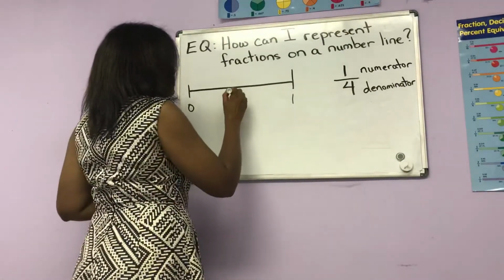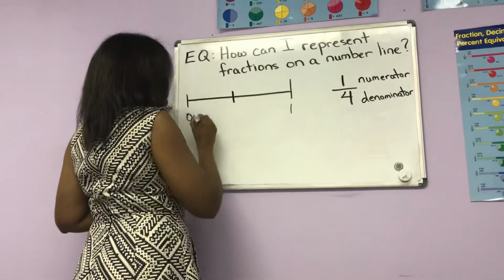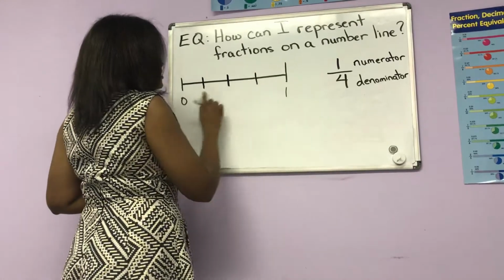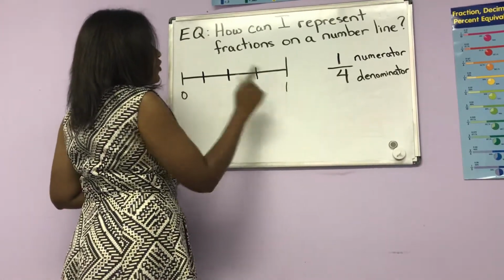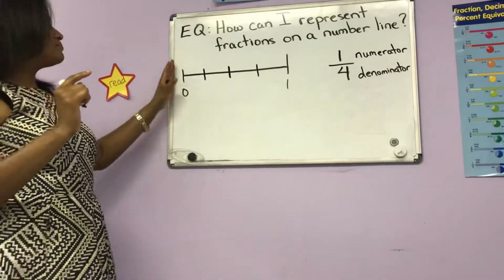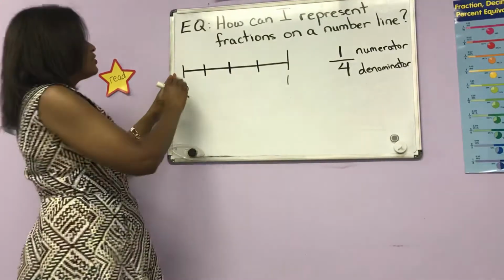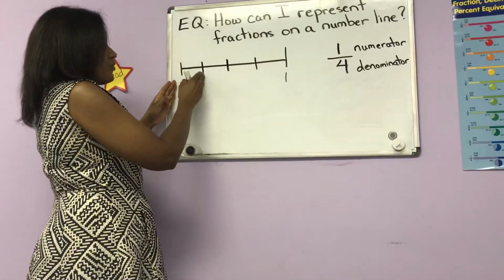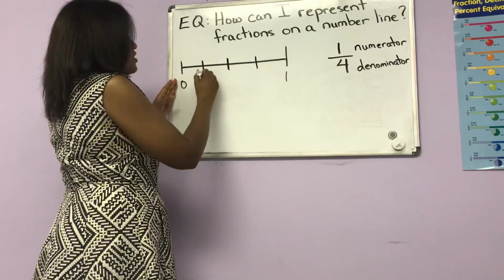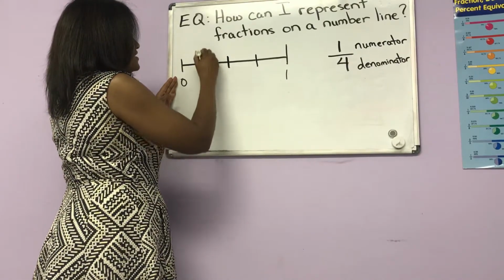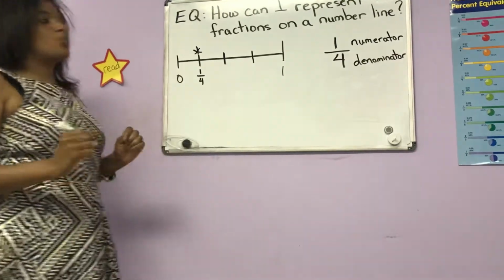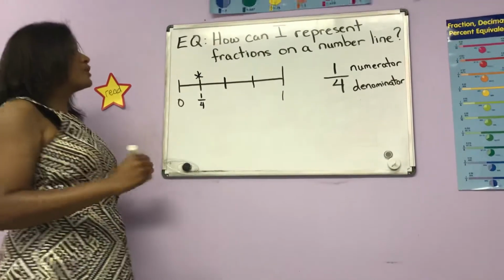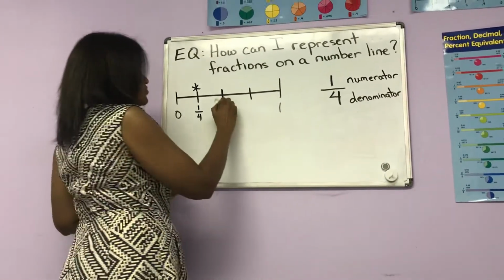So I will break up my number line into 4 parts. So I have 1, 2, 3, 4. The first tick mark doesn't count because it's at 0. But I have 1 here, 2 here, 3 here, and 4 here. So 1/4 is actually right here. This is 1/4.